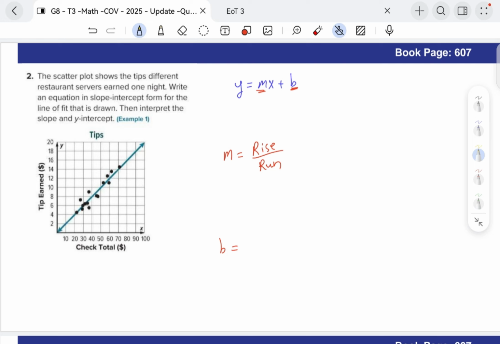Let's find the y-intercept first. The line intersects the y-axis at this point, at 0. So the y-intercept is 0 in this case. And let's find the slope, the rate of change. To find the slope, we're going to choose 2 points on the graph. This is the first point, the initial value, and here we're going to take the second point. And we're going to draw a horizontal line to connect them and a vertical line. This vertical line is the rise, and the horizontal line is the run.